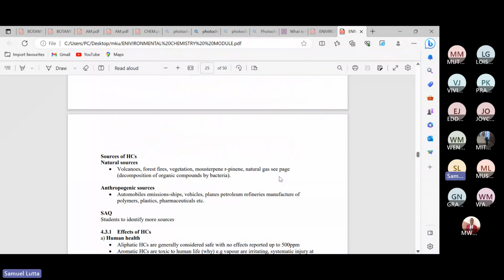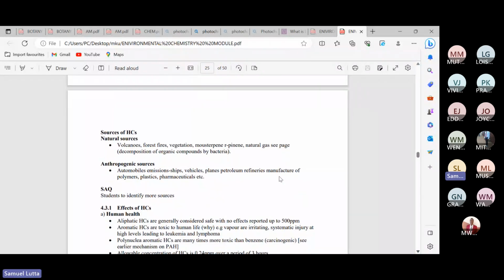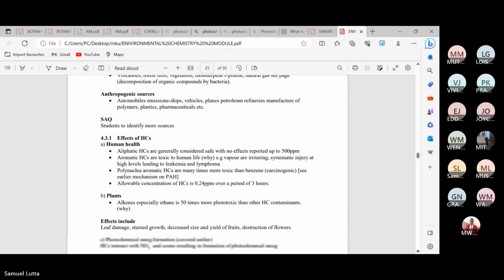And then we have anthropogenic sources, which are human activities. For the anthropogenic sources, the major source is emission from the engines, vehicles, planes. When you burn these organics, they don't burn completely, and then you end up getting these organic compounds. And then you can also get them from industries, like the ones which make plastic, polymers. Pharmaceuticals can also introduce these organics into the atmosphere.